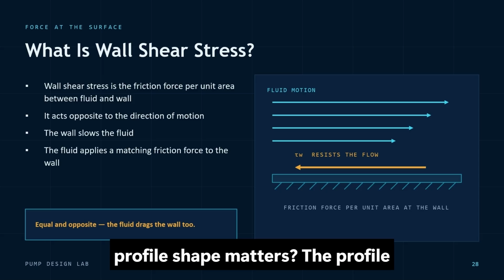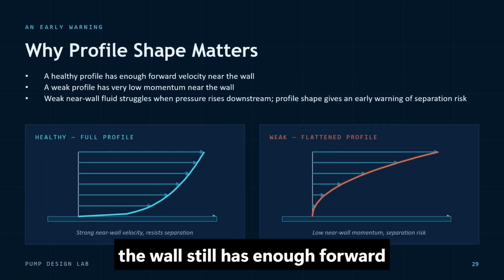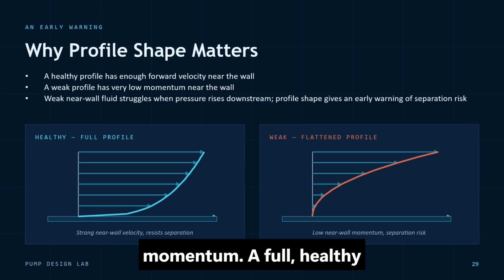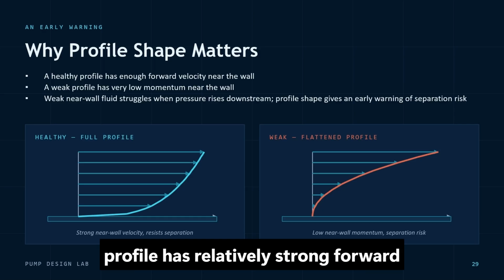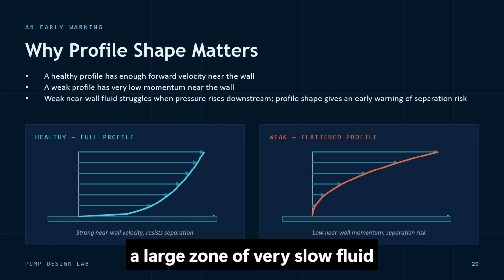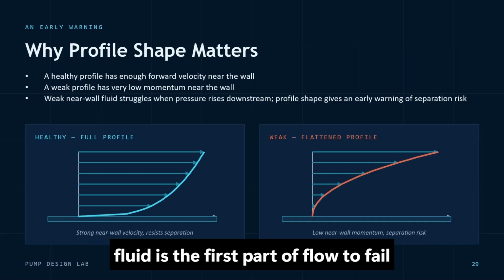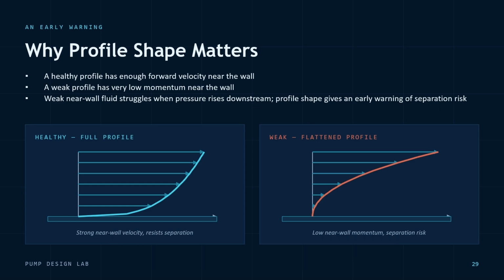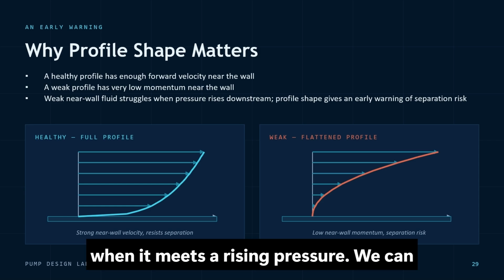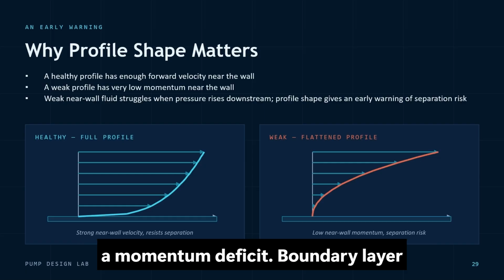Why profile shape matters. The profile shape tells us whether the fluid close to the wall still has enough forward momentum. A full, healthy profile has relatively strong forward motion near the wall. A weak profile has a large zone of very slow fluid close to the surface. That weak near-wall fluid is the first part of flow to fail when it meets a rising pressure. We can describe that weakness more precisely as a momentum deficit.